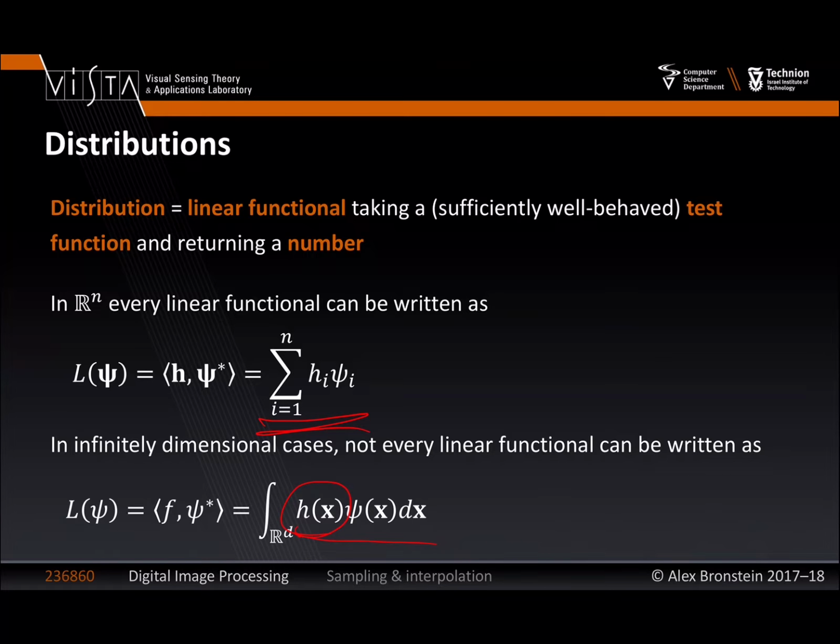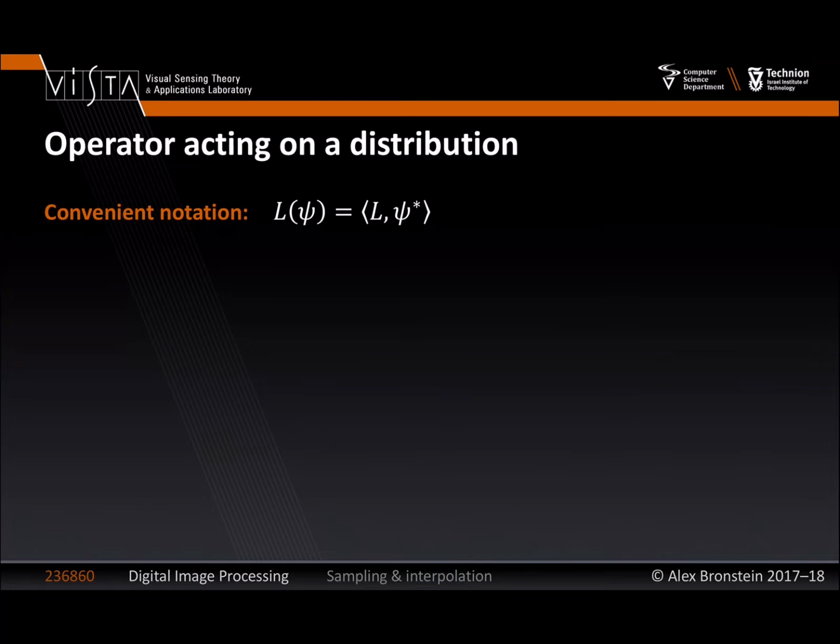It's an important point because we are not going to deal with functions anymore when we talk about distributions. This is exactly a way to generalize the notion of a function. So just because we think of this linear functional as a weak form of a function, I will be using this notation. Basically, a distribution L is a functional that takes a test function psi and spits out a number.